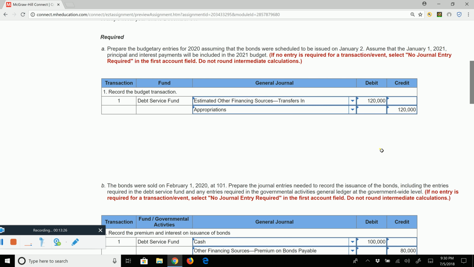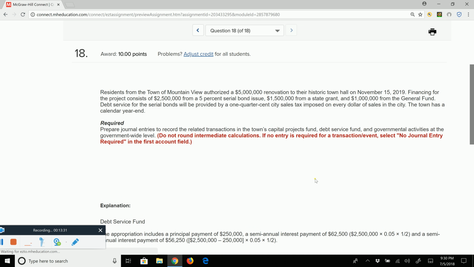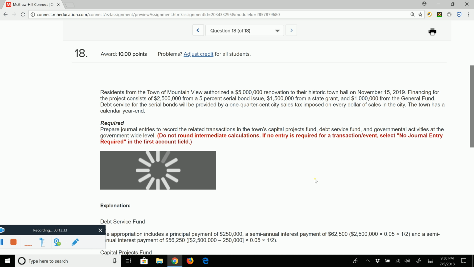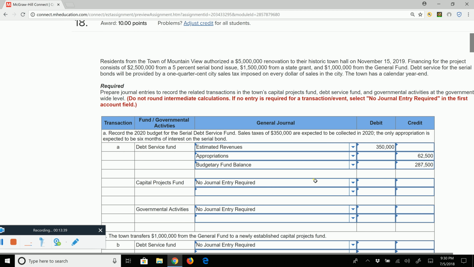Okay, and now let's go through one more problem. This is a very long problem, although pretty straightforward in my mind. But we need to just follow the numbers, and these are very typical journal entries that we would see in a debt service fund, as well as a capital projects fund. The good thing about this homework problem is it really takes the capital projects fund and debt service fund and shows how closely related they are. They really do indeed work hand in hand, side by side.